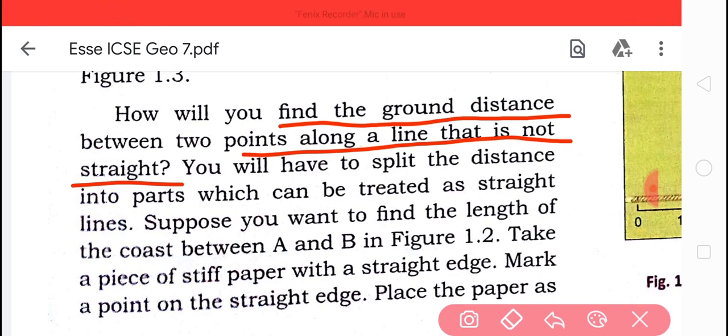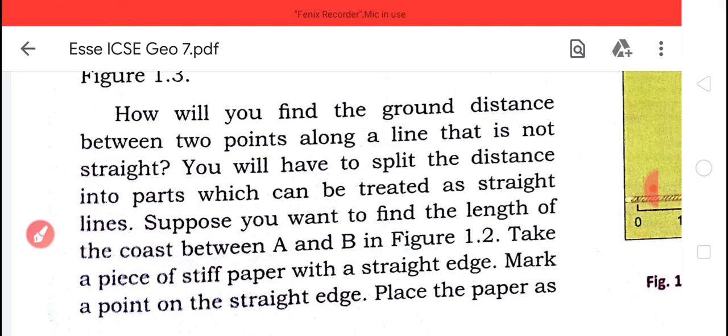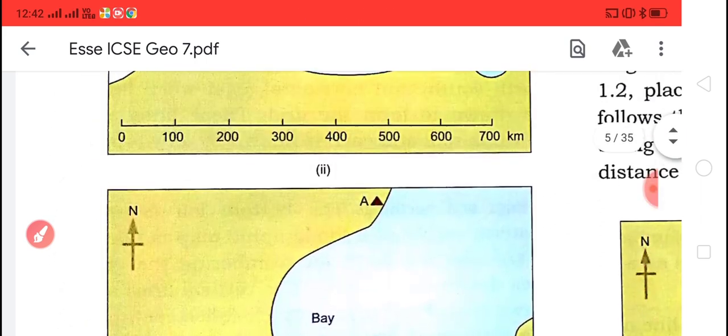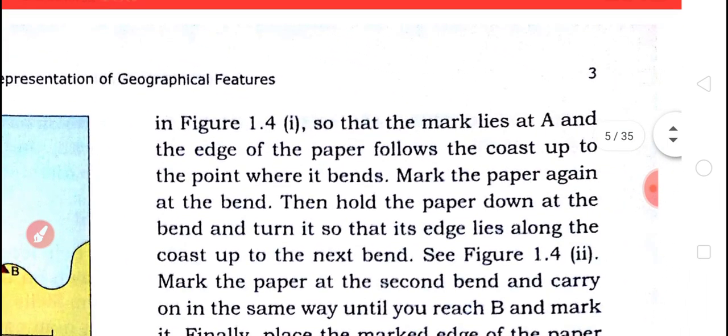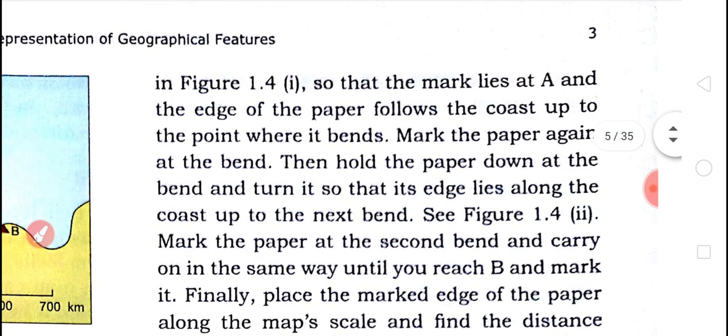Take a piece of stiff paper with a straight edge, mark a point on the straight edge, and place the paper as in figure 1.4. So the mark lies at A and the edge of the paper follows the coast up to the point where it bends. Mark the paper again at the bend, then hold the paper down at the bend and turn it so that its edge lies along the coast up to the next bend.